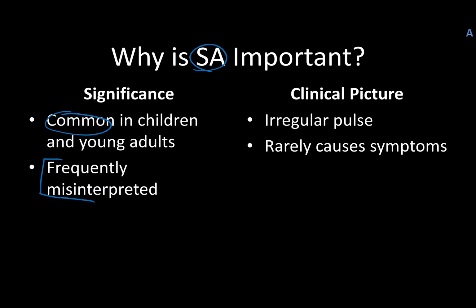Clinical wise, what do you see? Well, you see an irregular pulse that, again, speeds up and then slows back down ever so gently. Rarely causes symptoms. If you have a patient with vagal tone issues, it may be important to mention to the doctor that you've seen it, but that's about it.